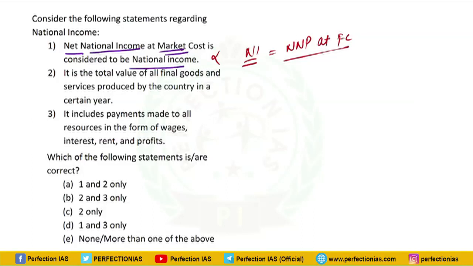Second statement is it is the total value of all the final goods and services produced by the country in a certain year. Now, one important thing that we need to keep in mind is that this second statement does not talk about domestic boundary. It is not talking about boundary. Had it been boundary, then it would have been a specific definition of GDP. It is talking about the country. That means whatever has been produced by the people of this particular country. So that will be national income.